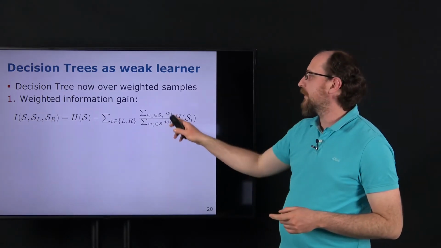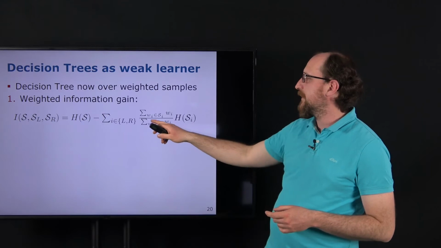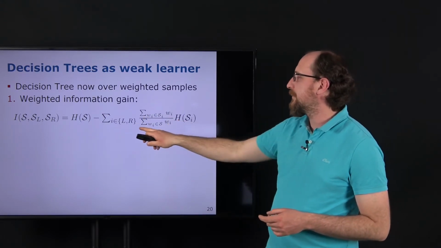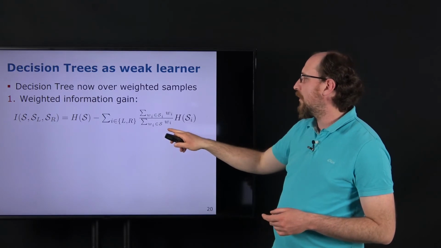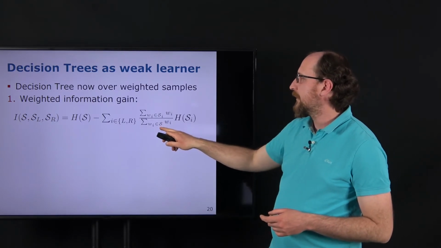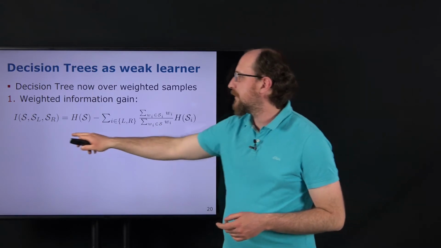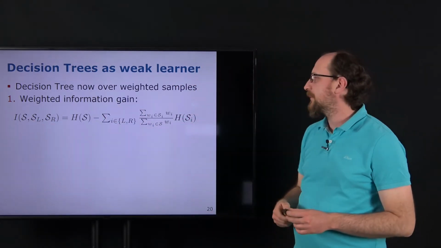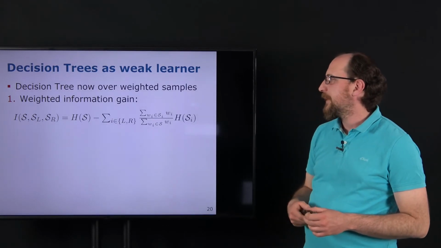And here we are counting exactly for the weights. So that means we sum over the weights in the subset and divide it by the weights over all examples. So S is always the union of S_L and S_R, as you might remember from the classification lecture.